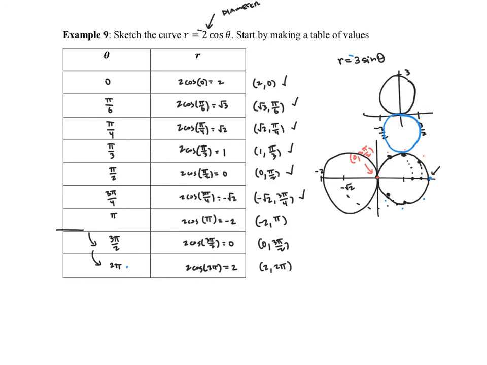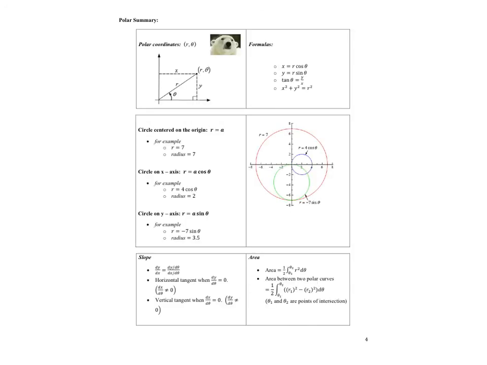Let's look at one more slide with some important information on it. Okay, a lot going on in this slide. I'm just going to highlight a couple of items. The polar coordinates stuff that we went over and its formulas. x equals r cosine theta, y equals r sine theta, tangent theta equals y over x, and then the Pythagorean theorem. A circle centered at the origin would just come in the form r equals a number, right? And it'd have a radius of that value.